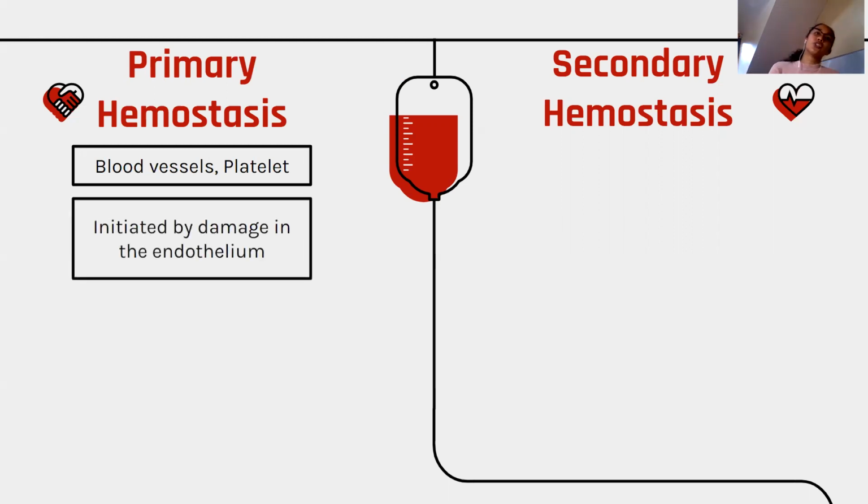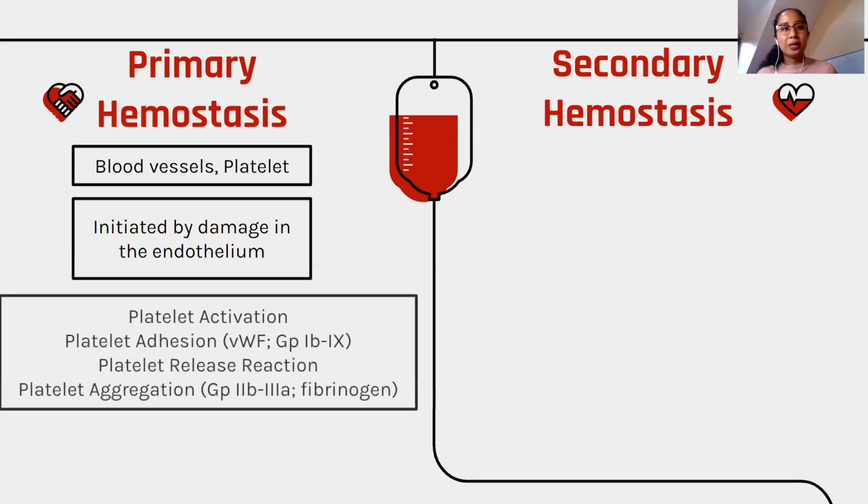So class, primary hemostasis is initiated by damage in the endothelium. Endothelium are the squamous cells found in your blood vessels, your endothelial cells. So if these endothelial cells are disrupted due to injury or blood vessel injury, primary hemostasis starts.